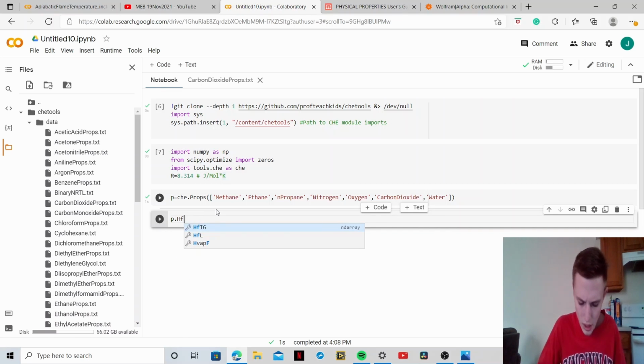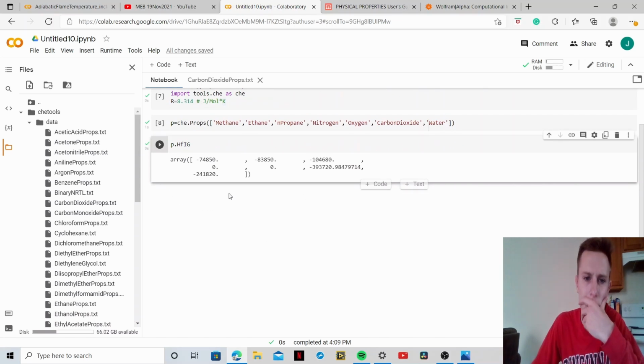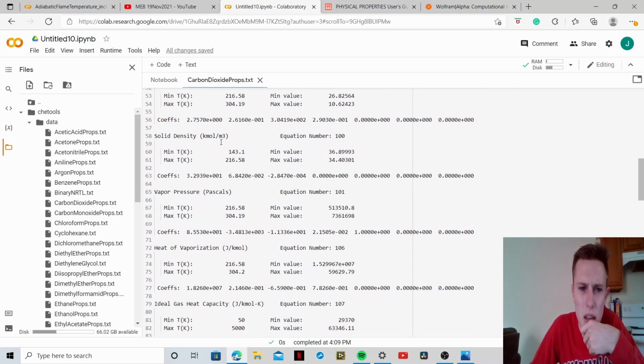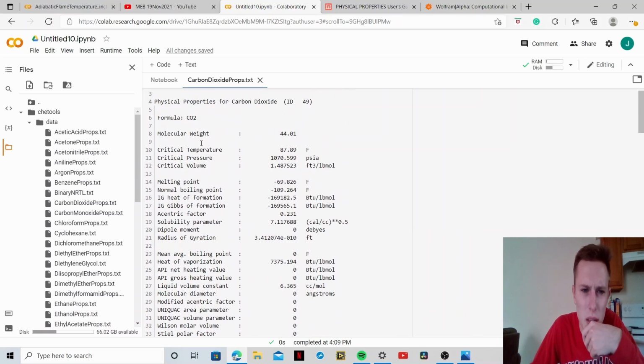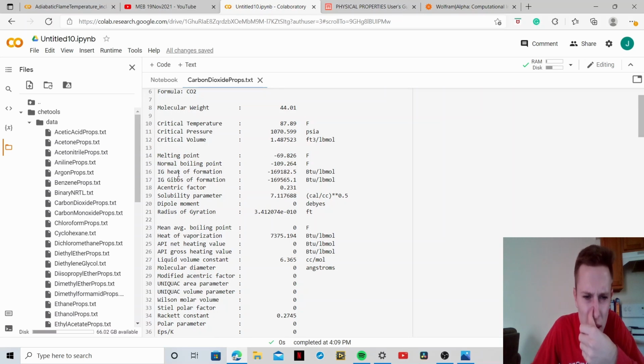HFIG. If I run this, you can see here it brings up the enthalpy of formation of all these different compounds and components of our fuel and air as well. So you see we have a negative 74,850, and these are all in terms of, if I go back here, heat of formation. Here, the ideal gas heat of formation, and you can see here for carbon dioxide, it's a big, large negative number, in British thermal units per pound mole.